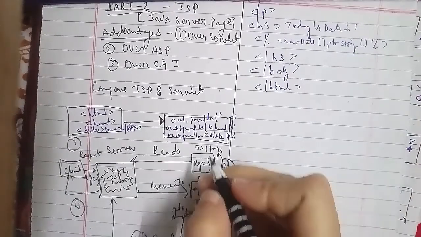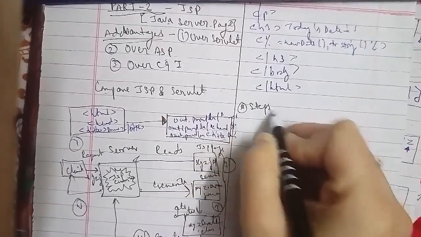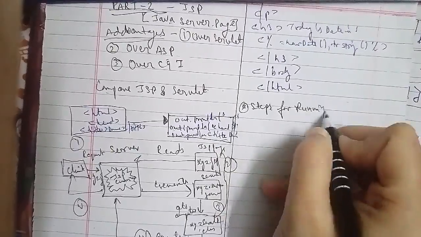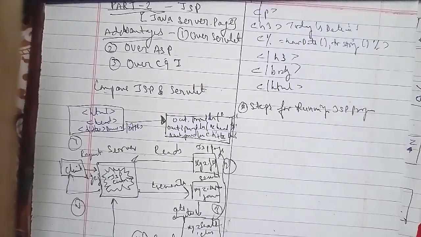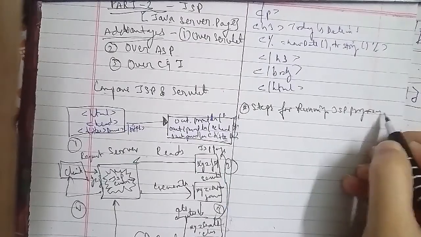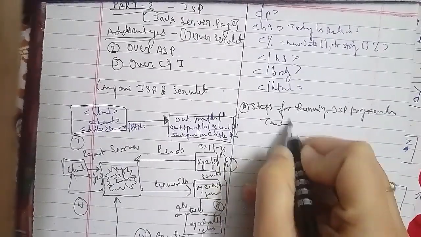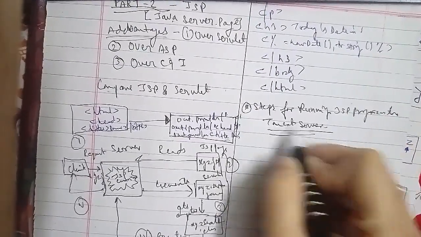In step 1, you have to create a JSP code and save it using the file name extension .jsp. Step 2, you have to copy your JSP file to the directory named webapps. This directory is present within the Tomcat directory. Now in step 3, start the Tomcat server by typing the command startup.